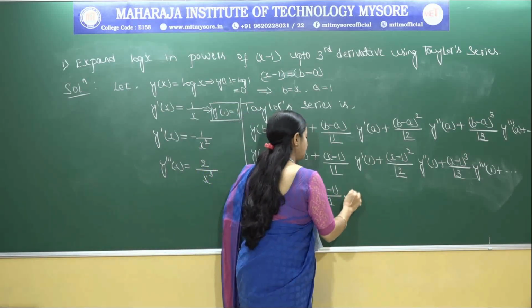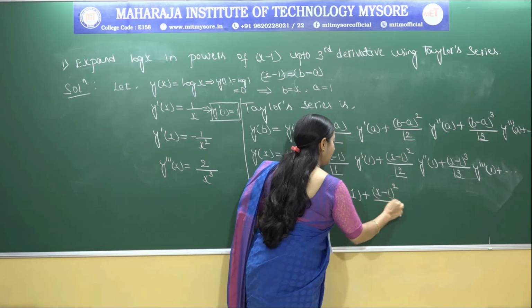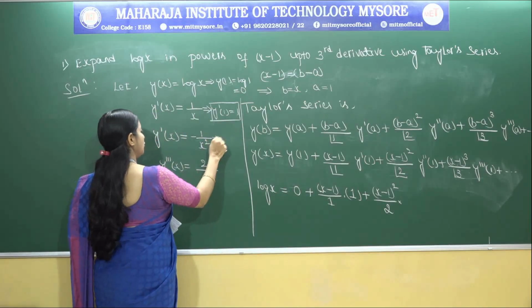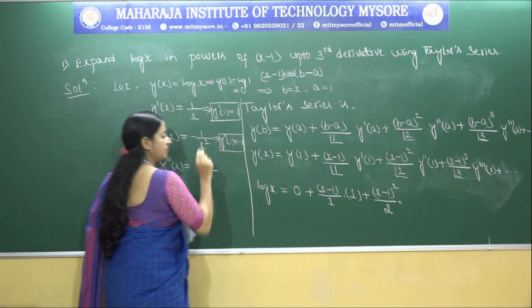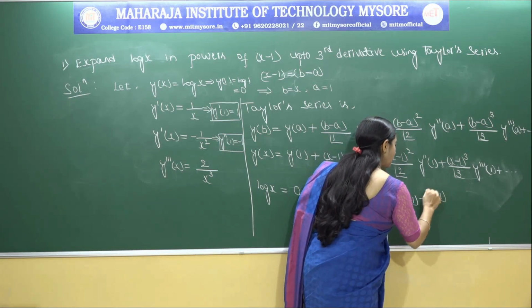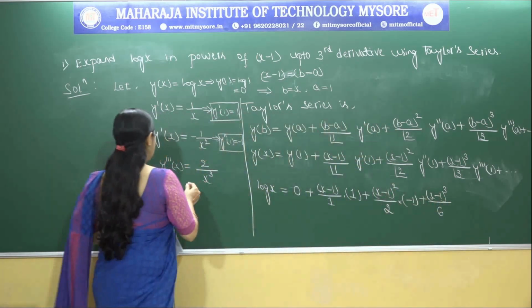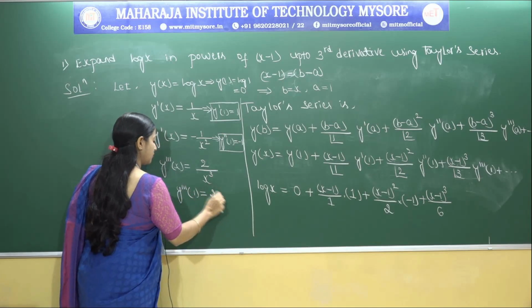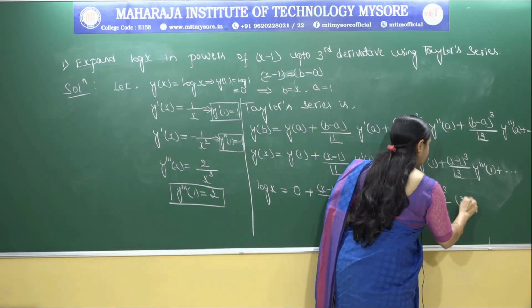So y dash of 1 equals 1, plus x minus 1 whole square divided by 2 factorial, which is 2, times y double dash of 1. In the second derivative put x equals 1, so we will get minus 1. So the second derivative is minus 1. Then x minus 1 whole cube, 3 factorial is 6, the third derivative: in the third derivative put x equal to 1, so the third derivative of 1 equals 2. So the last term equals 2.